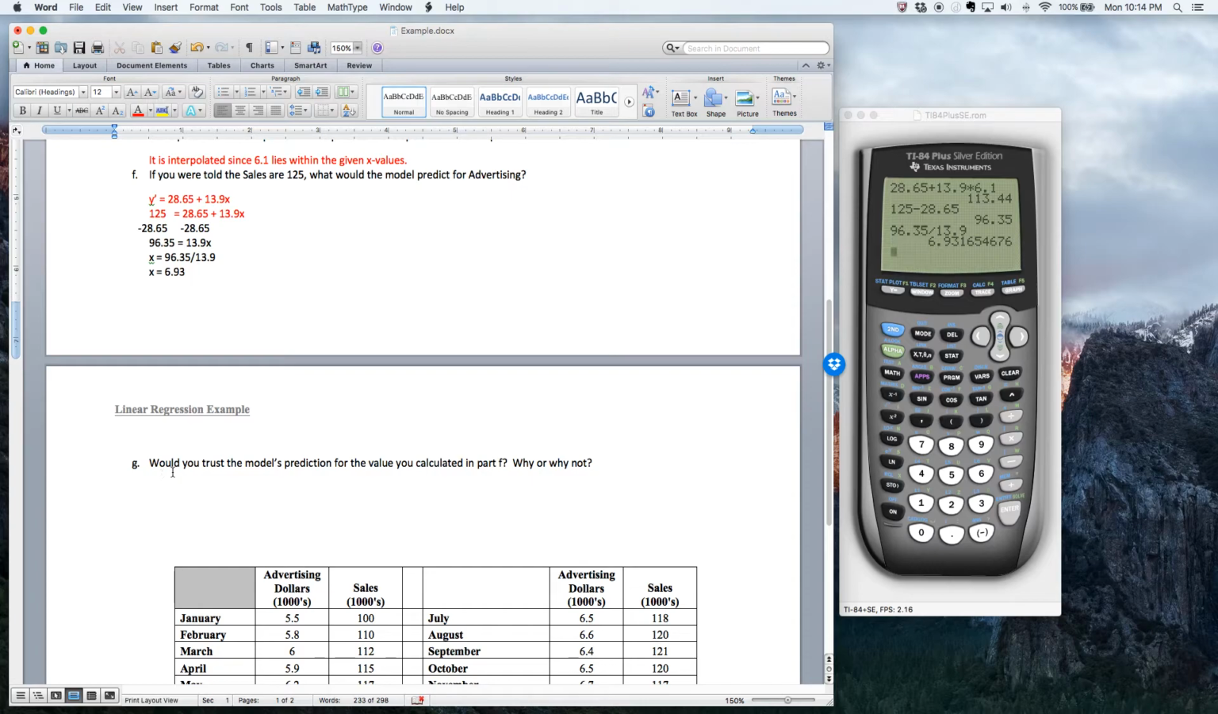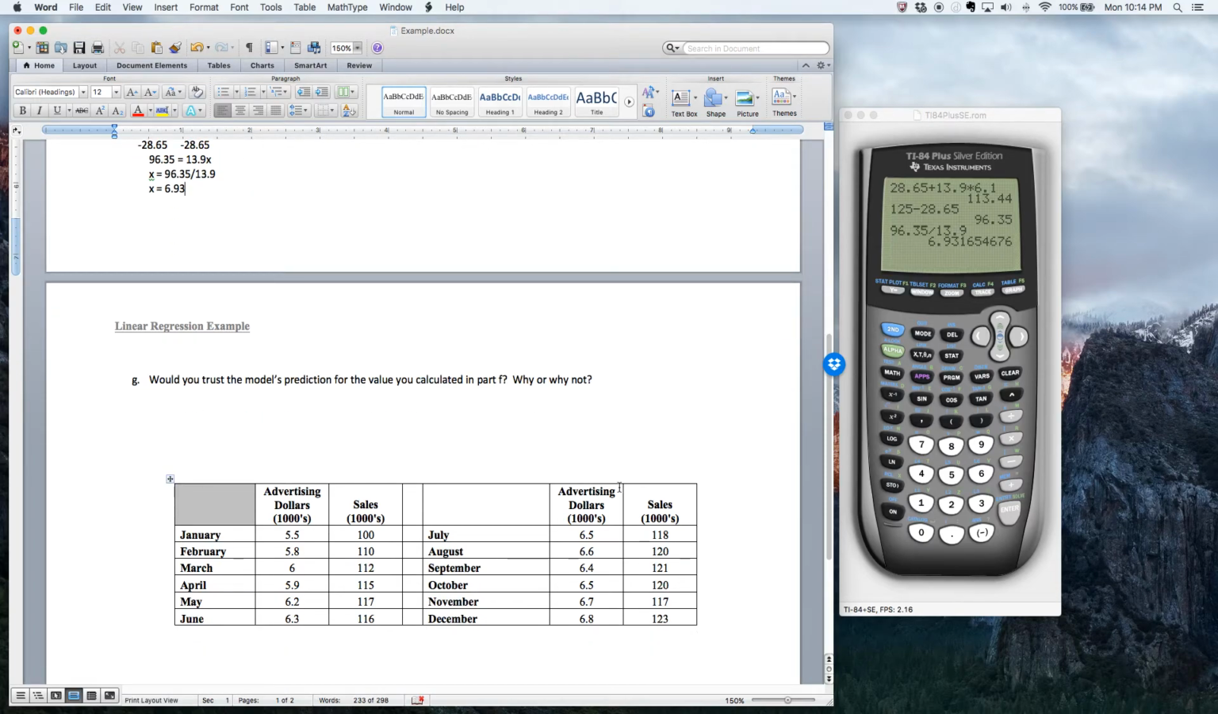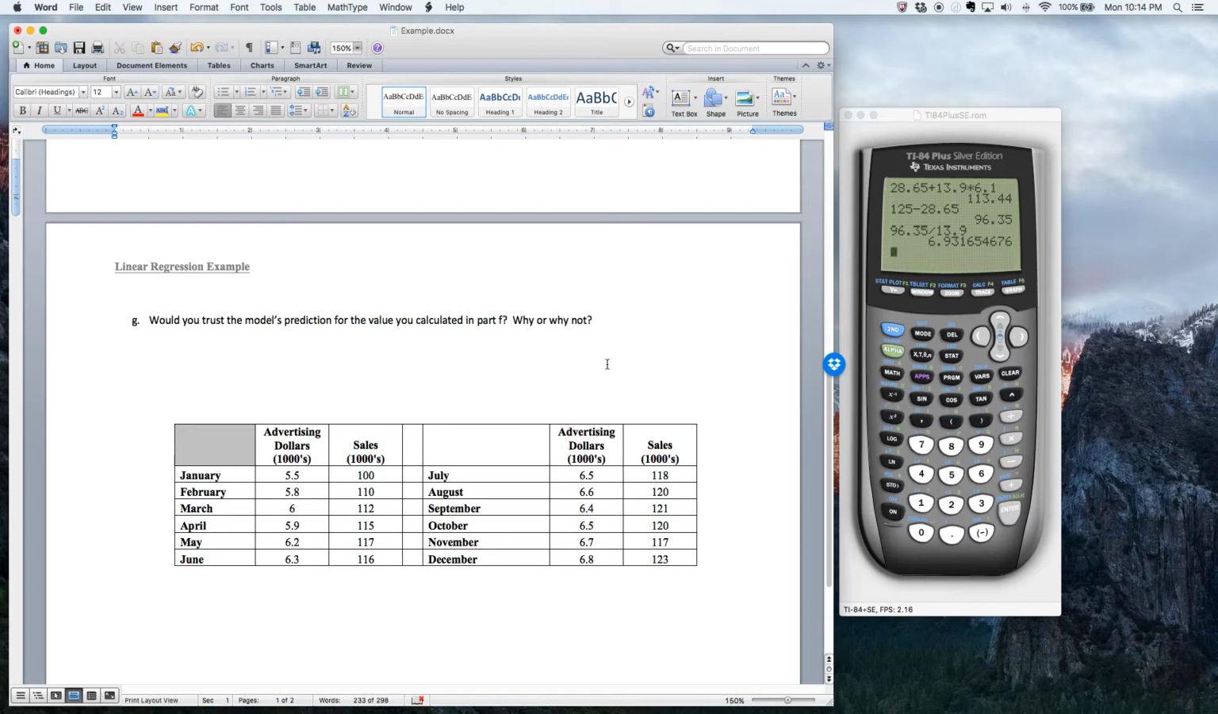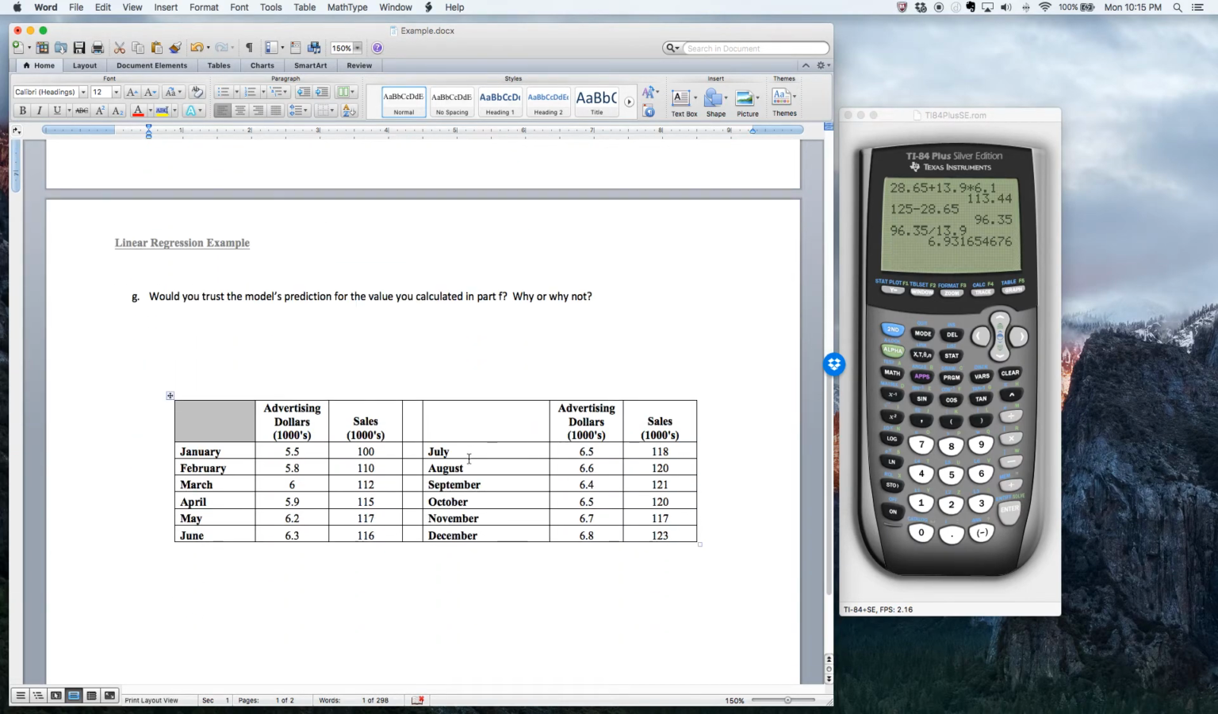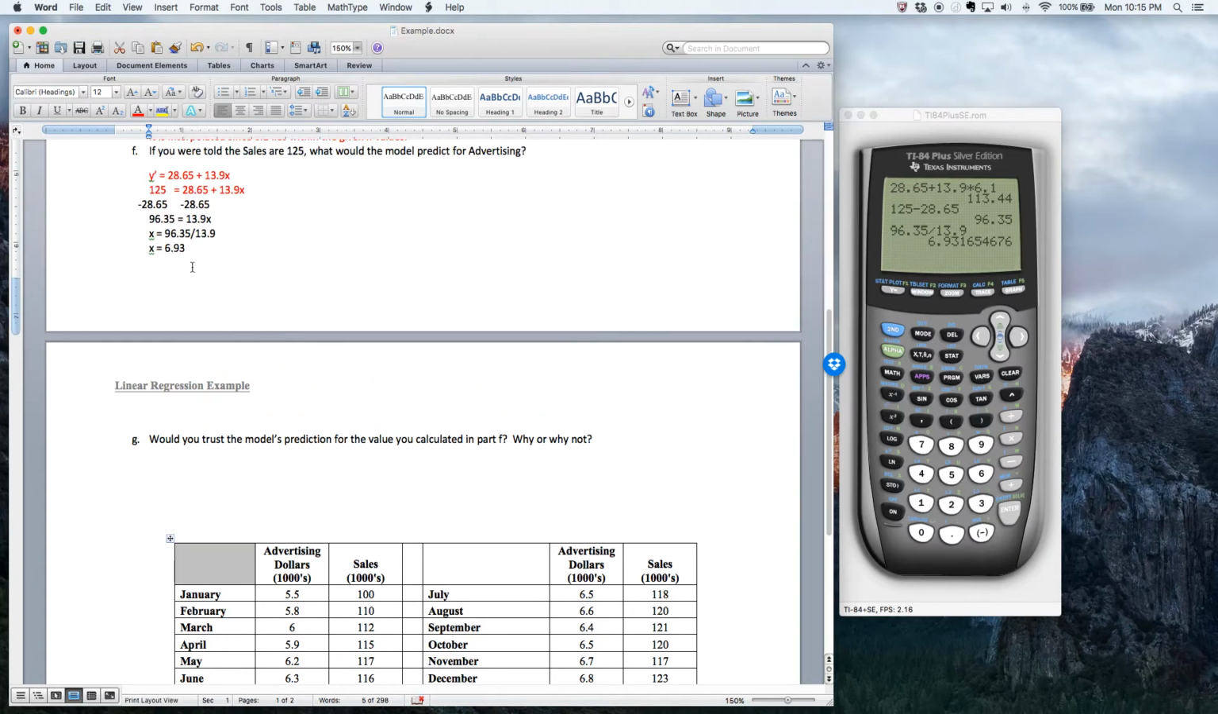Letter G says, would you trust the model's prediction for the value you calculated in part F? Why or why not? All right, well, let's give it a look. 6.93, that's a problem actually, because remember the lowest value is 5.5. The highest value is 6.8. We discussed this already. We're comfortable using this regression equation for values that live between 5.5 and 6.8. The value for x we just got was 6.9.